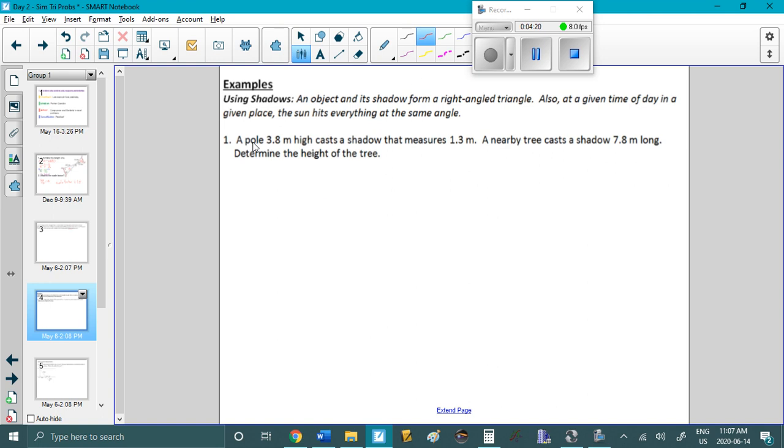So the first question here says a pole, so let's draw a pole, 3.8 meters high, casts a shadow that measures 1.3 meters.